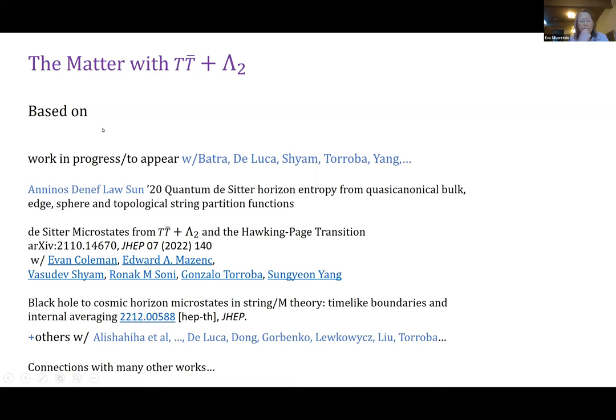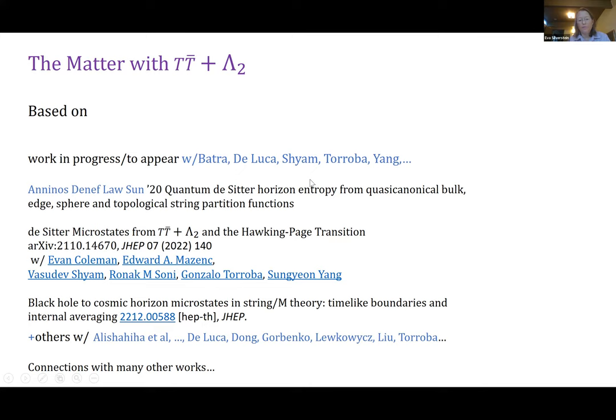So this is going to be, ultimately, I'm going to get to some work in progress on, we'll see what this means, but the bulk matter content associated with the duality between de Sitter static patch and these TT bar style theories. But it's based on a series of works in my group with these wonderful collaborators, and connects very nicely to quite a few other works these days.